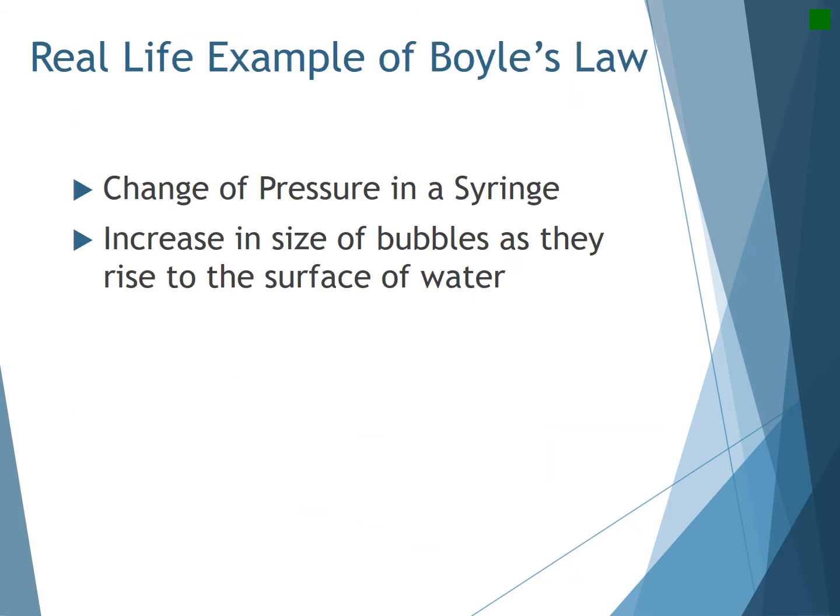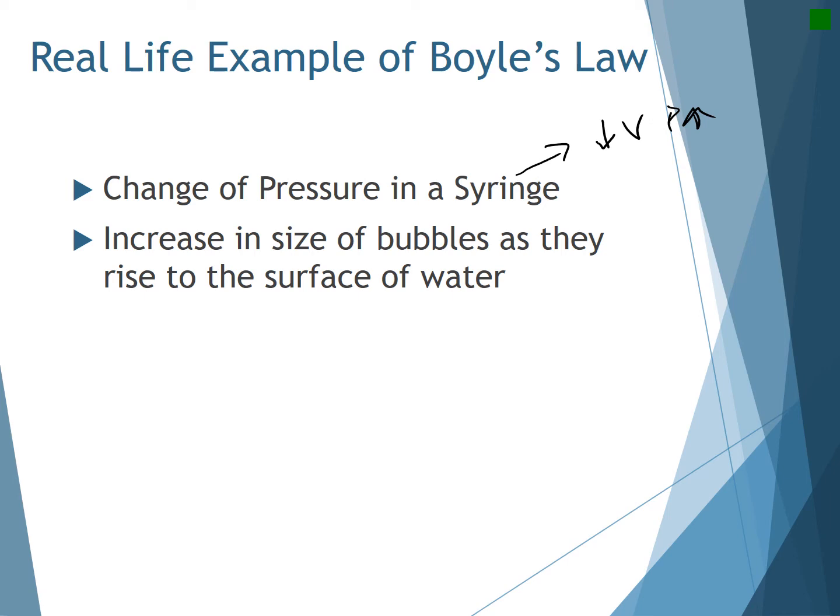What are some real life examples? If we change the pressure in a syringe, say pushing it down, we are decreasing the volume. So when you push down a syringe and decrease the volume, you can feel the pressure increase. So that would be an inverse relationship.